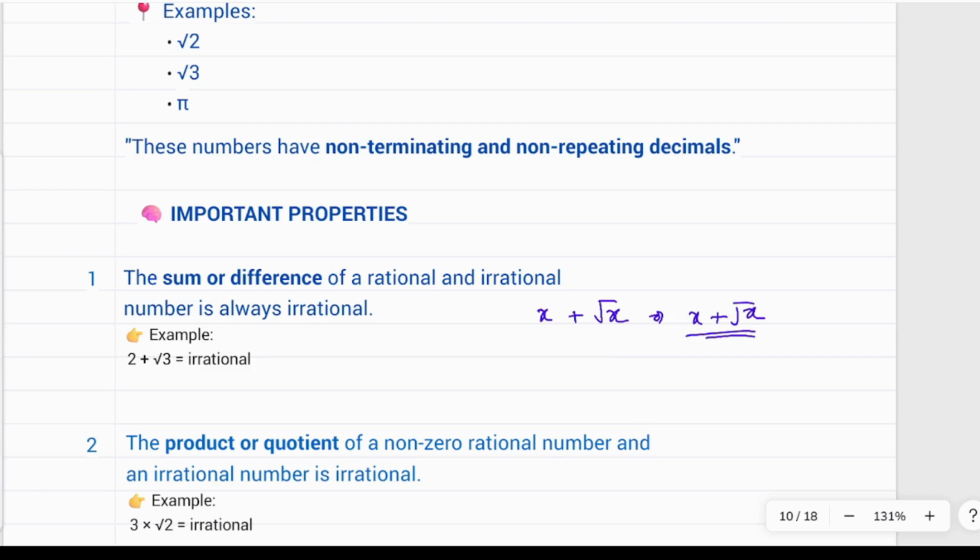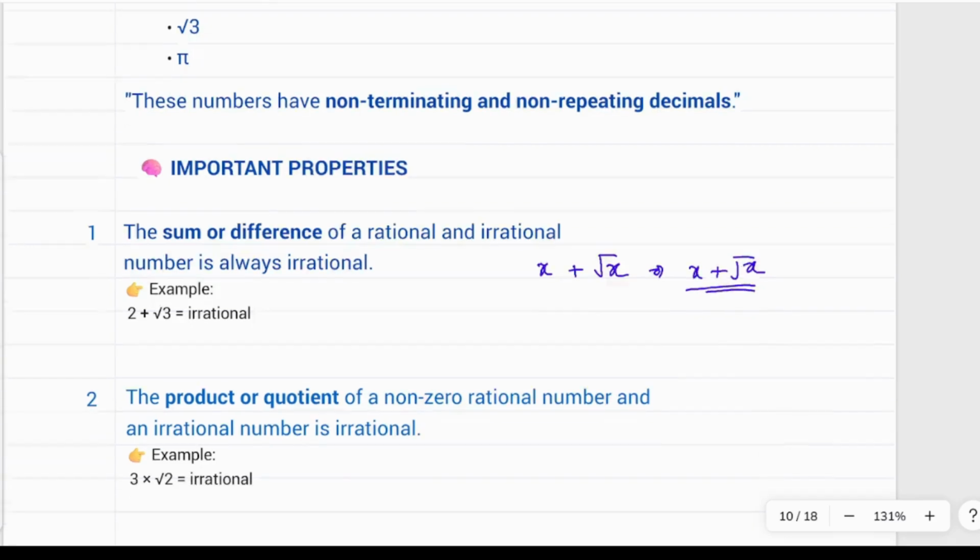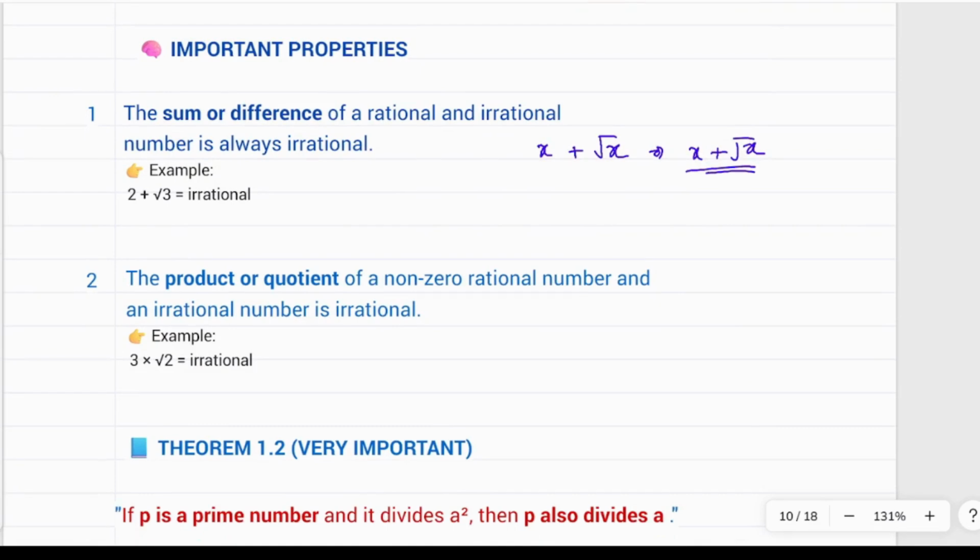So here you can see that this is an irrational number, right? Okay, similarly, if you are finding the difference of two numbers, one a rational and the other an irrational number, our answer is also going to be an irrational number. Similarly, if you're taking the product of two numbers, one rational and the other irrational, then the product is also going to be an irrational number. That means x into root y is going to be x root y. This is an irrational number, right?